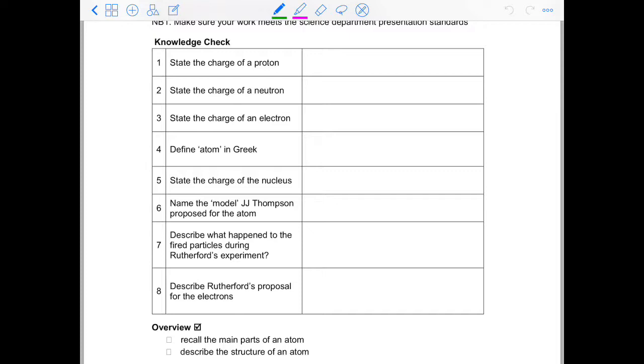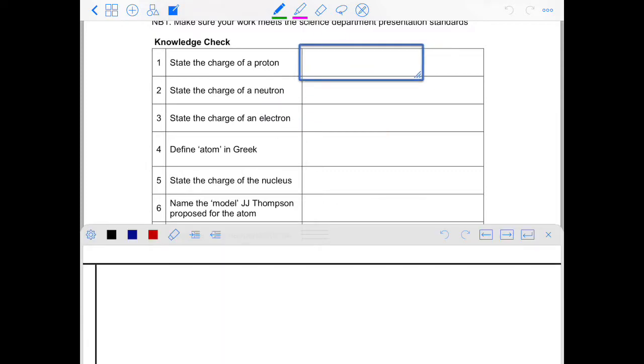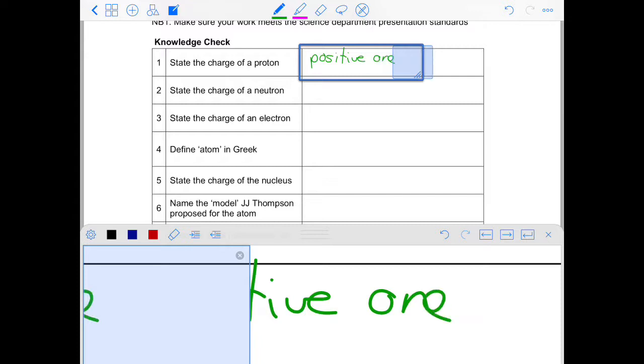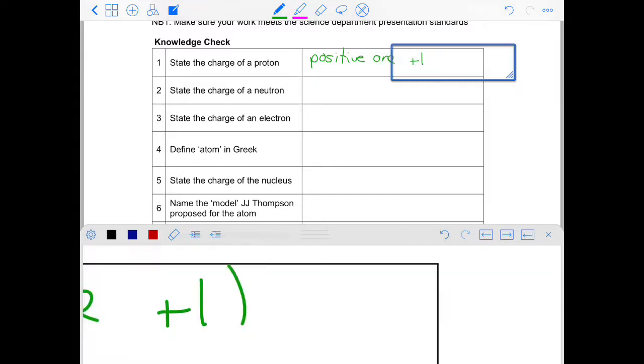So hopefully you've had a chance to go through those, to write down those answers. We'll go through them now. I would like you to correct the answers that you have. So if they are correct, you can just give it a tick. If they are incorrect, I would like you to write down the correct answer so that you do have it. So starting with question 1 here, the charge of a proton is +1. Or if you've done +1, that's all right as well, but it is +1.